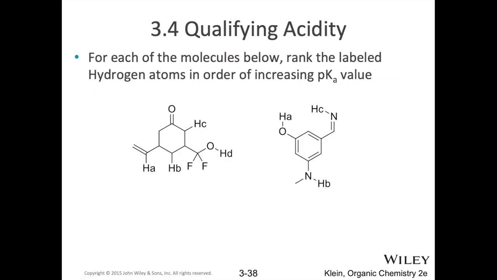All right, so let's have a practice problem here. Go ahead and look at each of these hydrogens and see if you can rank them in order of increasing pKa values. So in other words, you're going from strongest or most acidic protons to least acidic protons. Okay, so go ahead and rank them, again using ARIO to help with that ranking system. Okay, so feel free to pause here.